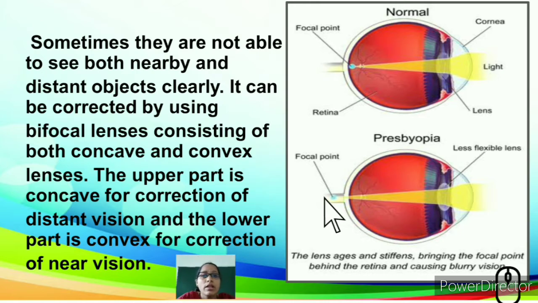So a bifocal lens can be used here. Bifocal lenses involve both the concave and convex lens. The upper part is concave lens, and the lower part will be convex lens.